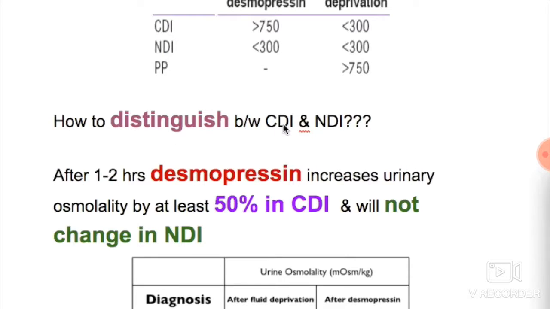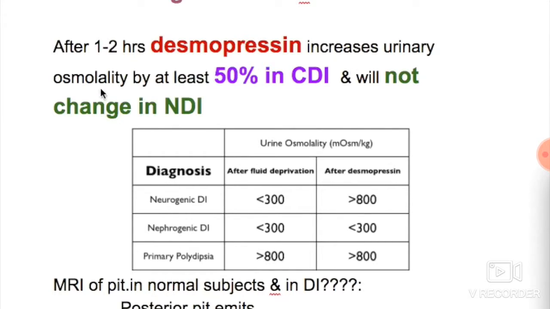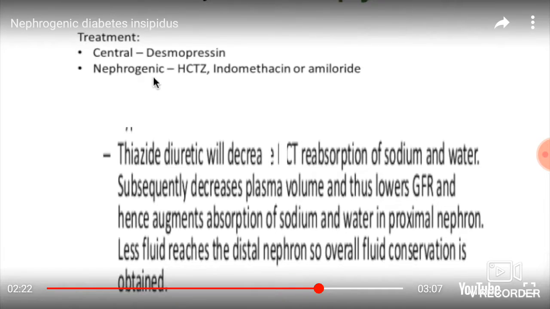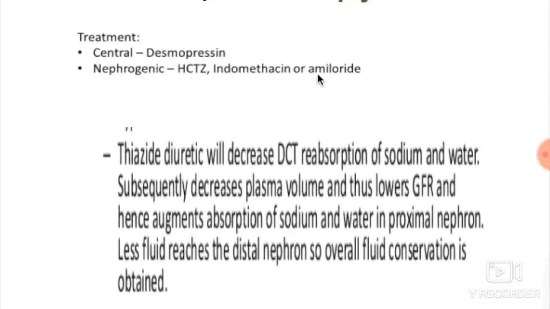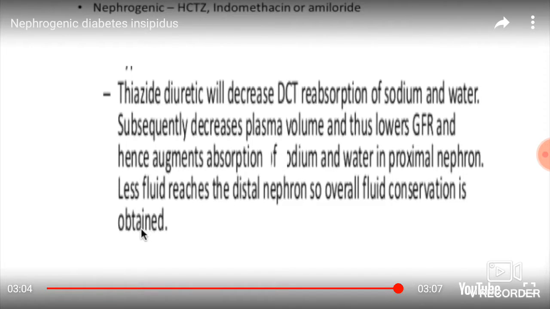How to distinguish between central and nephrogenic diabetes insipidus? After 1 to 2 hours, desmopressin increases urinary osmolality by at least 50% in CDI, but will not change it in nephrogenic diabetes insipidus. Treatment for nephrogenic diabetes insipidus is hydrochlorothiazide combined with potassium-sparing amiloride. Indomethacin may also act. So how do the thiazides act? The thiazides decrease the distal tubular reabsorption of sodium and water, so it decreases the GFR and increases the absorption of sodium and water in the proximal tubule. So less fluid reaches the distal nephron, so overall fluid conservation is obtained.